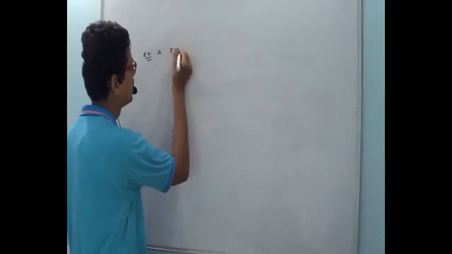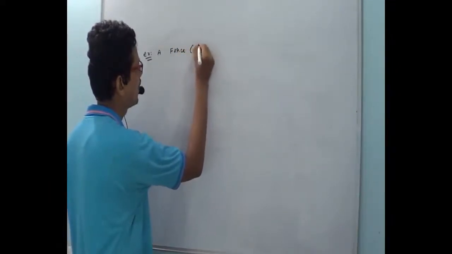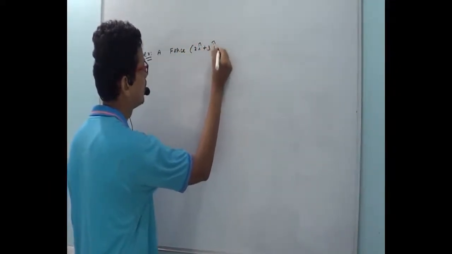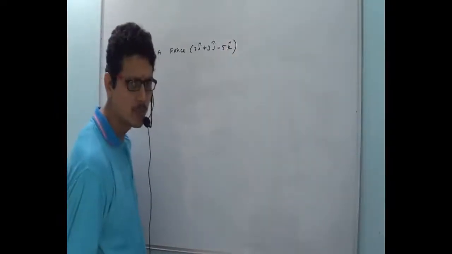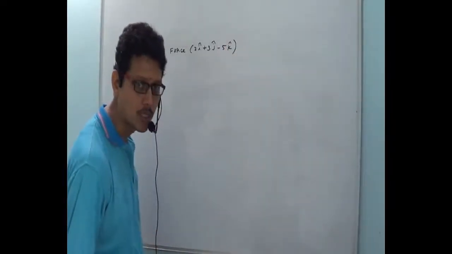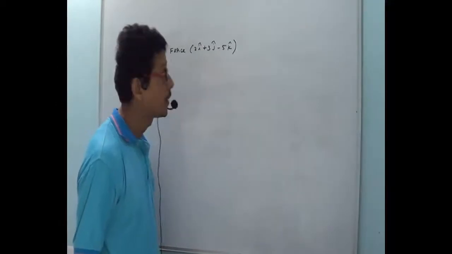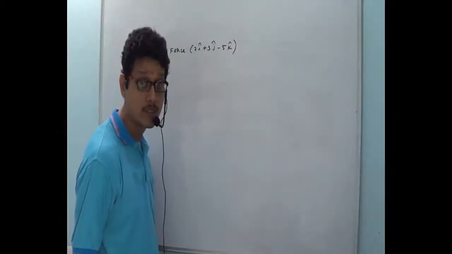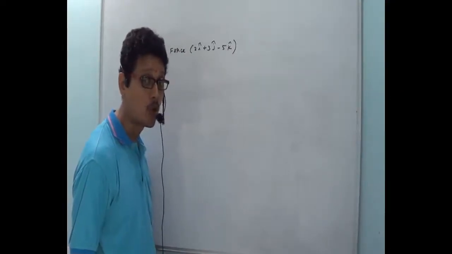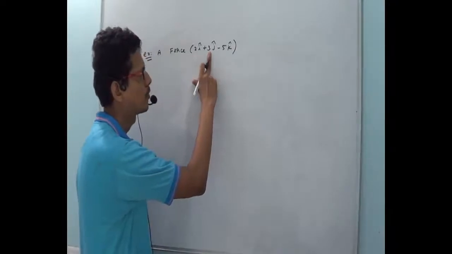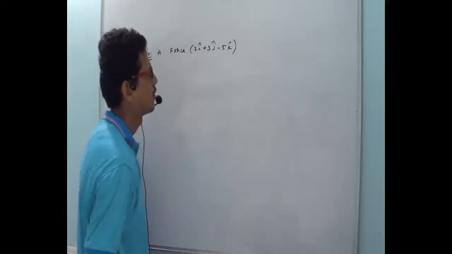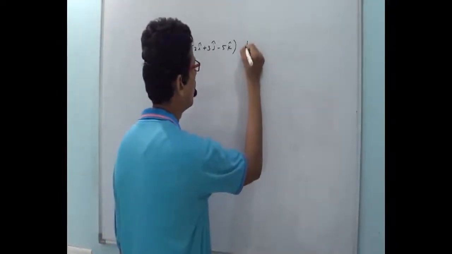A force 2i cap plus 3j cap minus 5k cap. What is the meaning of this? The force has 2 units along x direction, 3 units along y direction and 5 units along negative z direction. This is called the x component of force, this is the y component of force and this is the z component of force.